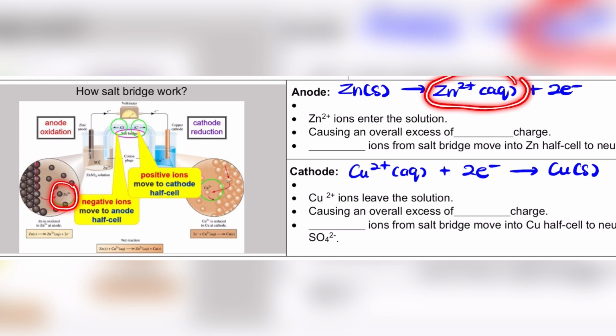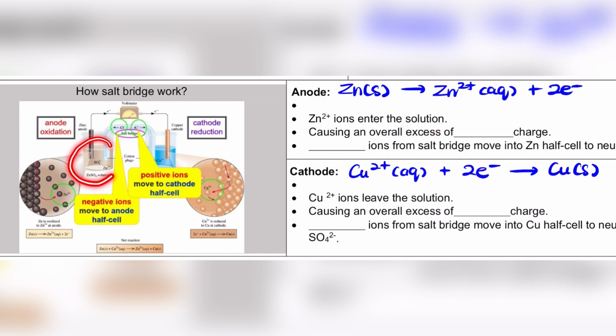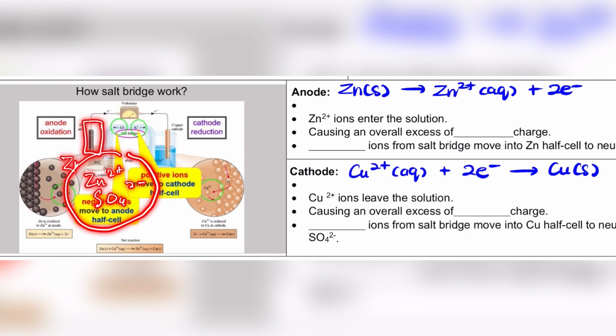That's why in the half equation, these zinc ions are at the product side. Then these ions will enter the solution. This solution originally has Zn2+ and SO4 2- in our electrolyte. So when we add more Zn2+ from the electrode, there will be a lot of Zn2+ here, so it will cause an overall excess of positive charge.